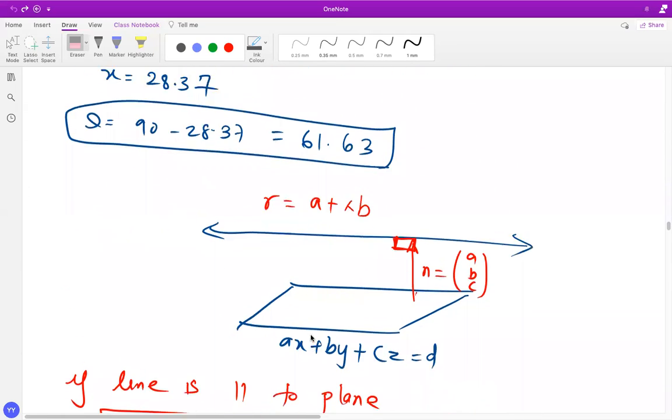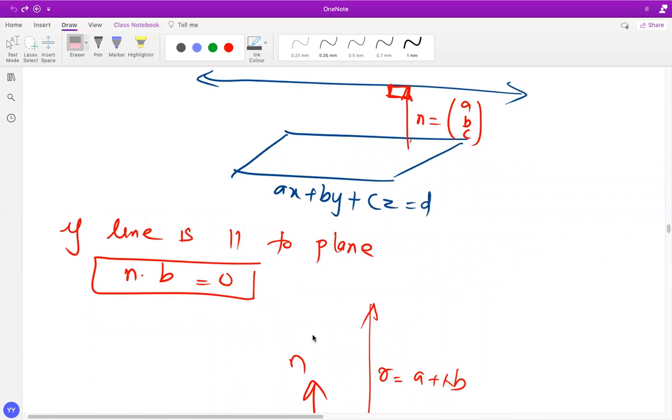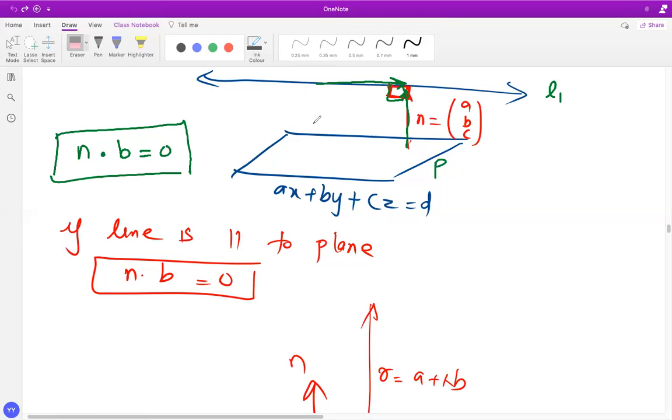The last part is basically summarizing when a line and a plane are perpendicular, and when a line and plane are parallel. It is a very simple observation: if the line is parallel to the plane, you can see straight away that the normal and the direction of the line create a right angle. So if I take the dot product of the direction of the normal with the direction of the line and it comes to 0, then we simply say that the line and the plane are parallel.